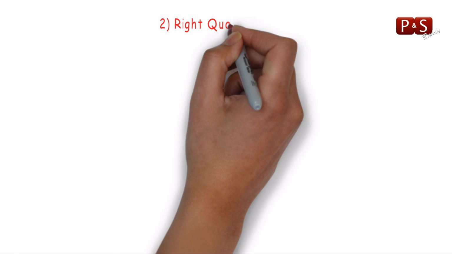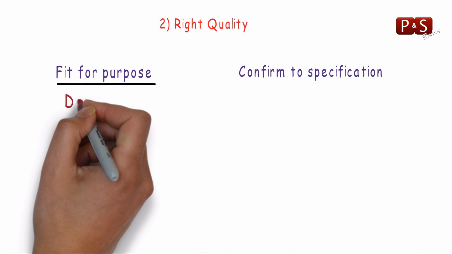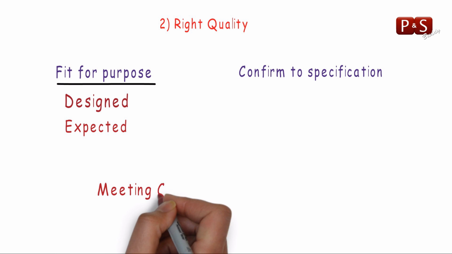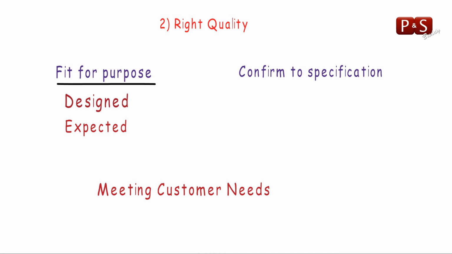The right quality. For a buyer, a right quality material is one that is fit for purpose and that conforms to specification. Now let us see fitness for purpose. That is the extent to which a product does what it is designed to do, the extent to which a product does what it is expected to do, or we can say extent to which the customer needs are met by the product. That is the ability to satisfy a given need of the customer.